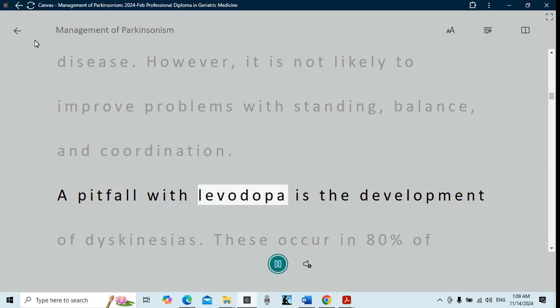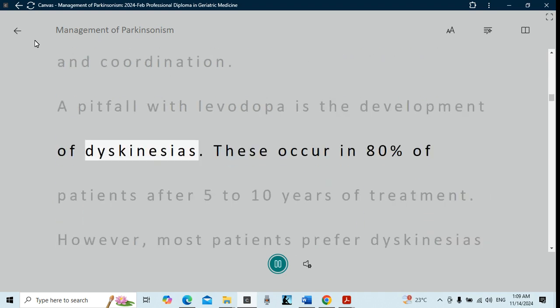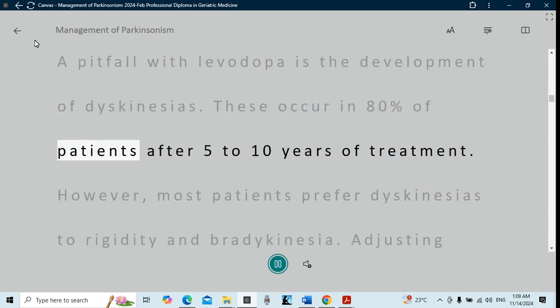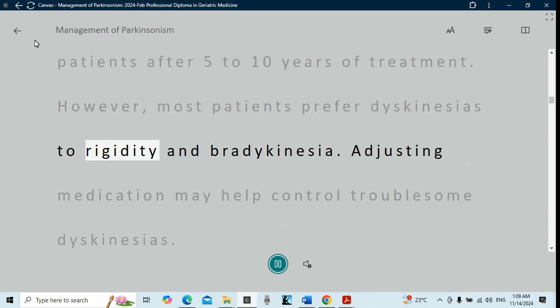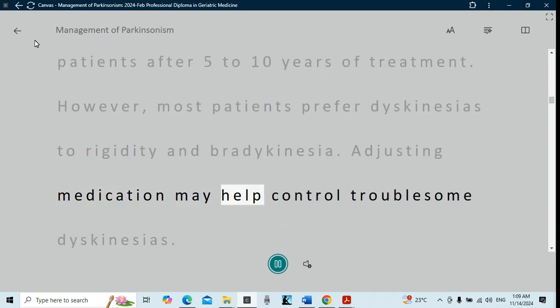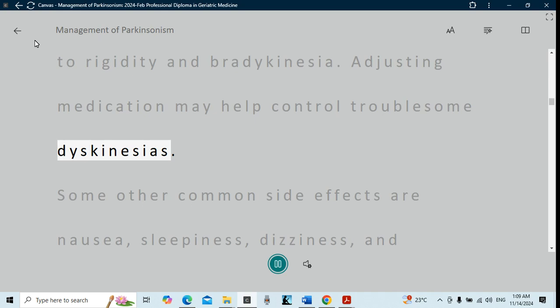A pitfall with levodopa is the development of dyskinesias. These occur in 80% of patients after 5 to 10 years of treatment. However, most patients prefer dyskinesias to rigidity and bradykinesia. Adjusting medication may help control troublesome dyskinesias.